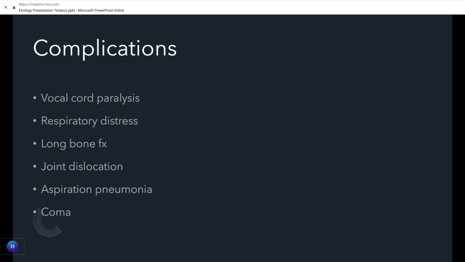Some complications from tetanus are vocal cord paralysis, respiratory distress, long bone fractures, joint dislocations, aspiration pneumonia, and coma. I thought that it was kind of interesting that these muscle spasms can be so intense that they can literally break your bones. That has to be unimaginably painful. So a lot of management for pain and symptom management for the treatment options of tetanus.